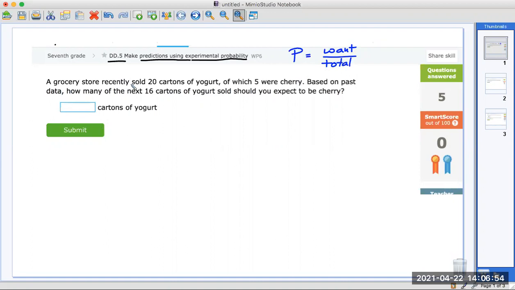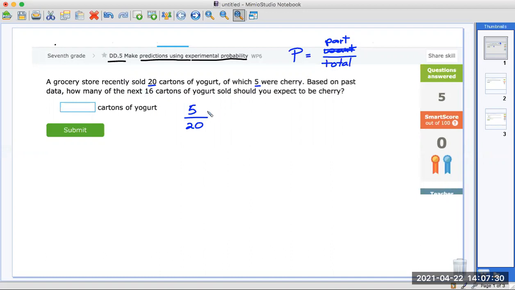So a grocery store recently sold 20 cartons of yogurt, of which 5 were cherry flavored. So what's the total? The total is 20 cartons of yogurt and 5 is the part. You could also look at this as the part over the total. So instead of "want," I'm going to use the word "the part," the smaller number over the total number available.